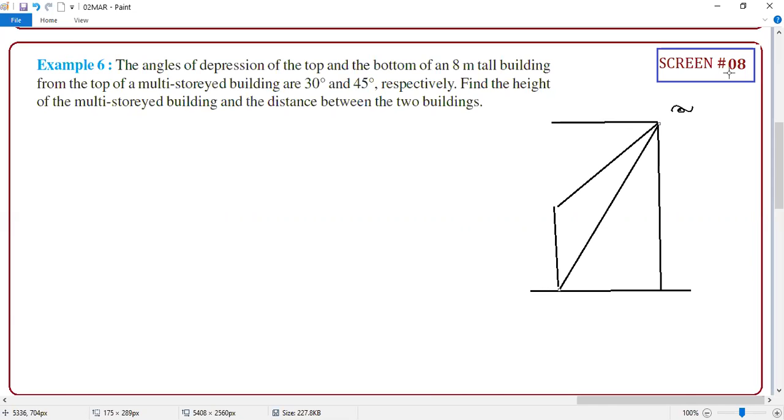So what do you know? The building height is 8 meters. You don't know this height. You don't know the distance between the two buildings. But you just know this angle, student. One angle is what? Guys, now the problem will come.